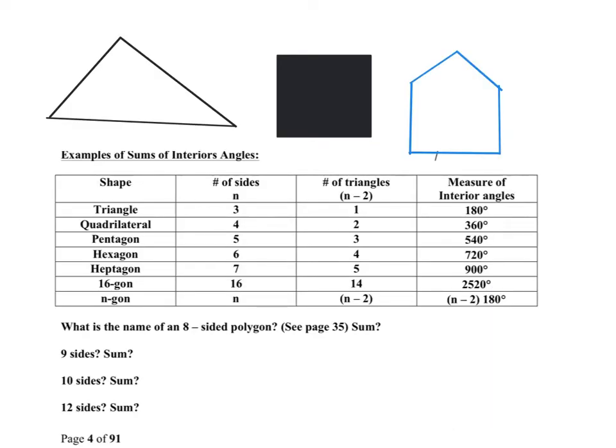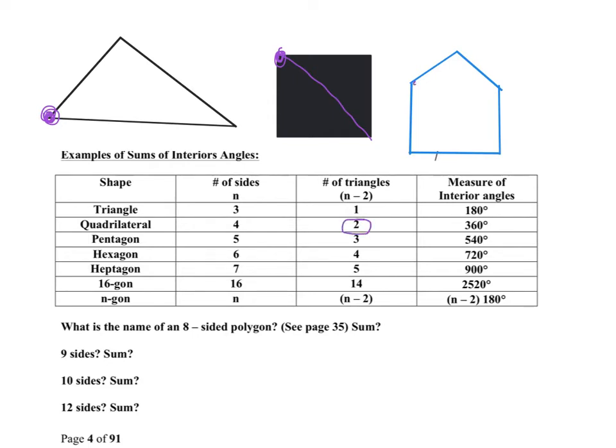The n minus 2 part comes from the number of triangles you could form if you draw the diagonals from one vertex. If you look at a triangle and think about a vertex, you can't draw any diagonals to the other side, so the number of triangles in this triangle is 1. With this square, say I pick this vertex, I can draw one diagonal. That creates 2 triangles. That's why for the quadrilateral, you'll see that it has 2 triangles.